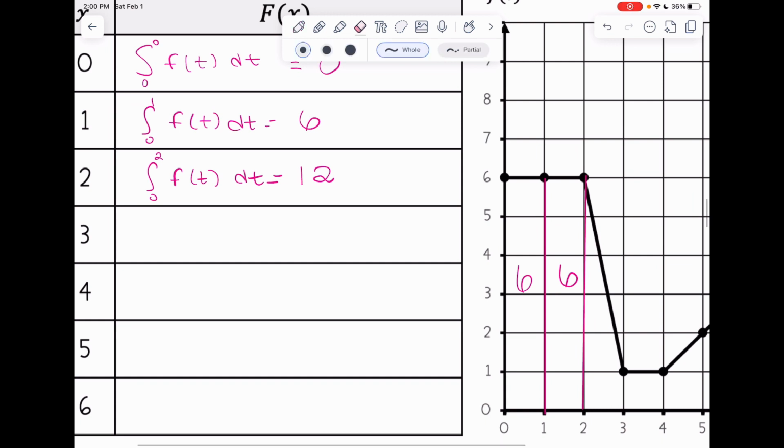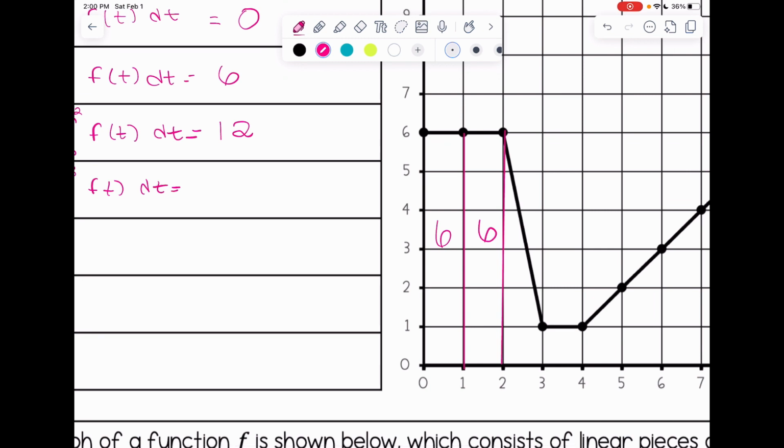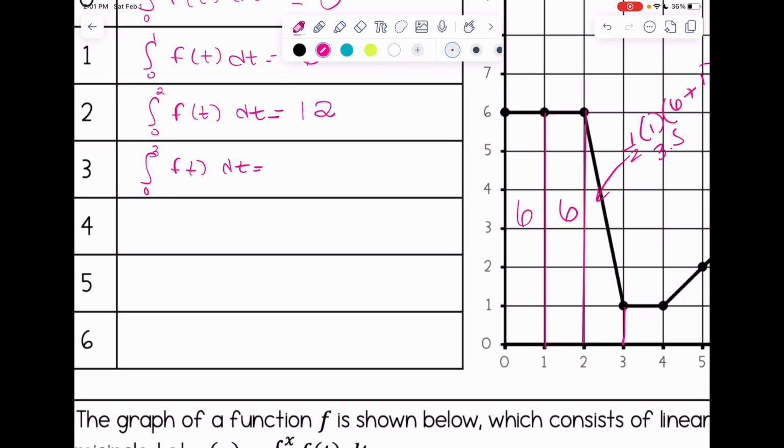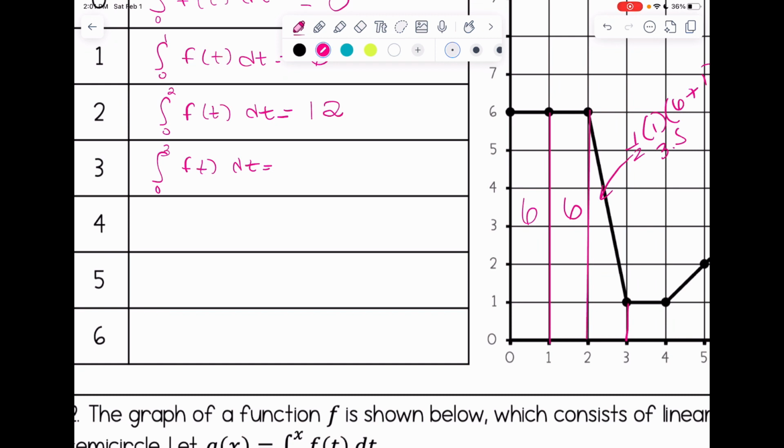All right, from 0 to 3 means now I'm going to have to take that 12 and add on the new area from 2 to 3. If I look from 2 to 3, I actually have a trapezoid this time. So area of a trapezoid is 1/2 the height, which is 1 in this case, base 1 plus base 2, and that area is going to be 3.5. So I'm taking 12, adding 3.5 to it, and that gives me 15.5.